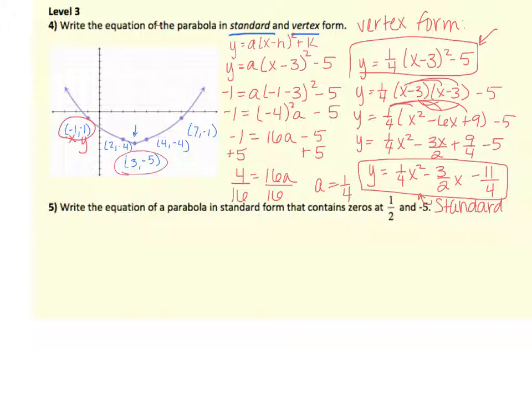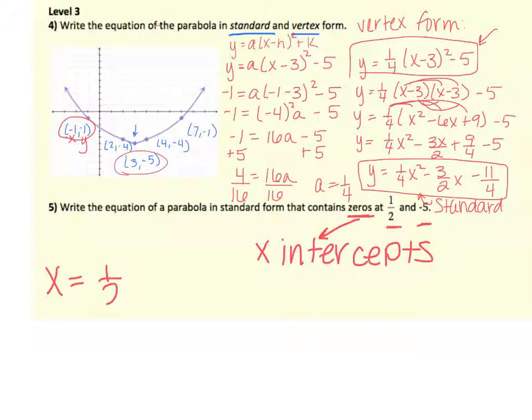So now we have to write the equation of the parabola in standard form that contains the zeros 1/2 and -5. So this means the zeros. Zeros mean your x values or your x-intercepts. It's just another way to describe it. So that means, okay, well, x is going to equal 1/2 and x is going to equal -5.